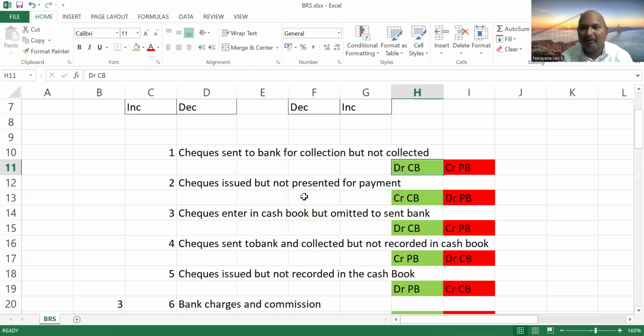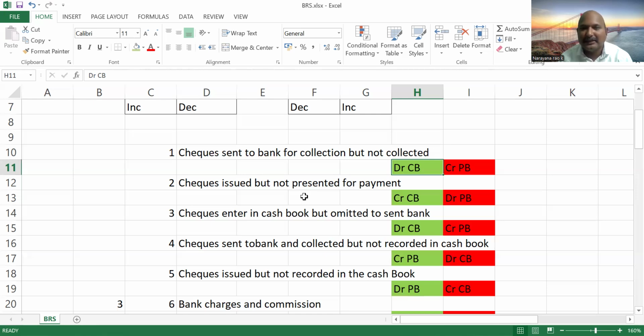But when we issue the check, irrespective of whether the bank has received it or not, we record it in our cash book. This is another difference between the passbook balance and the cash book balance. It will appear on the credit side of the cash book only.